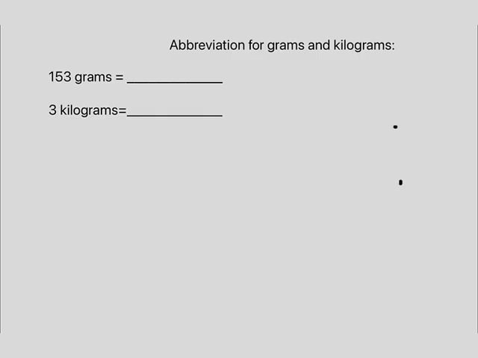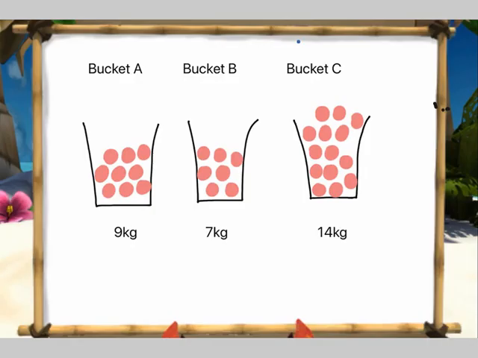The abbreviation for grams and kilograms. The abbreviation for grams, we can write it as G. So 153 grams will become 153 G for gram. And 3 kilograms can be written as 3 kg. So the abbreviation for kilogram is kg. Let's move on to the next question.